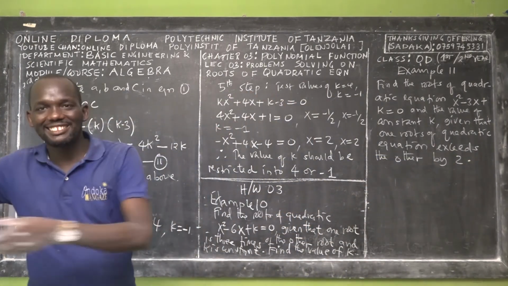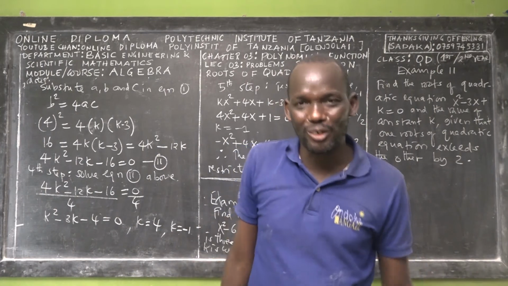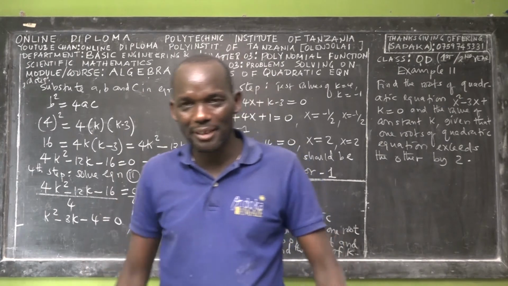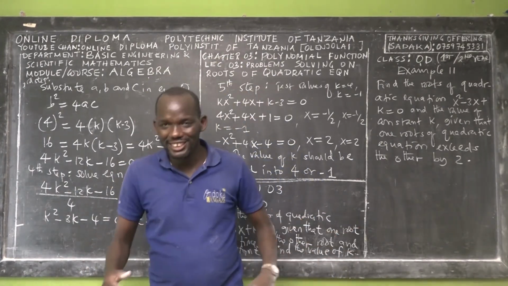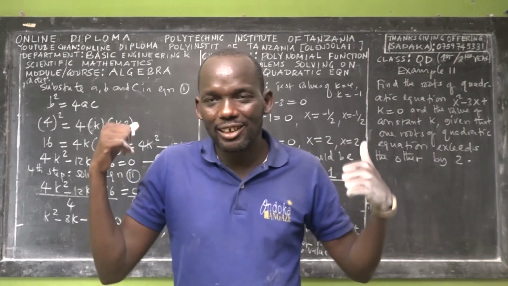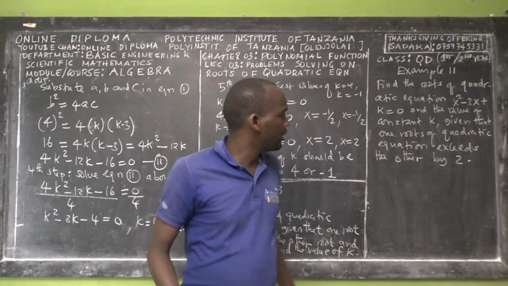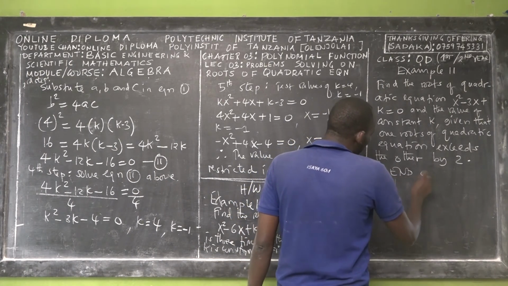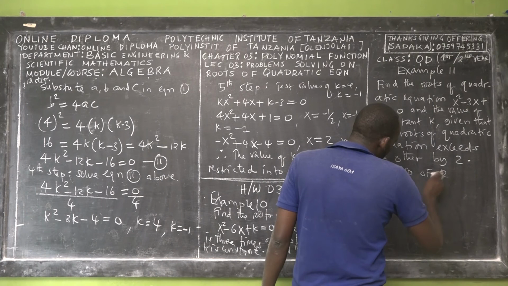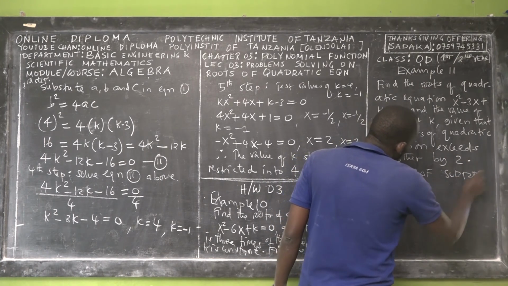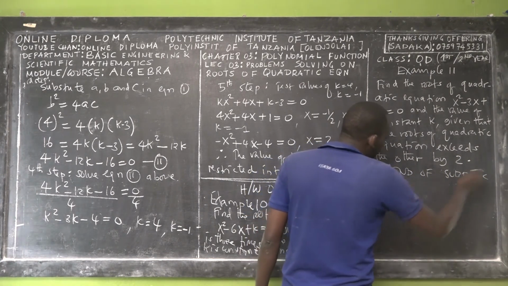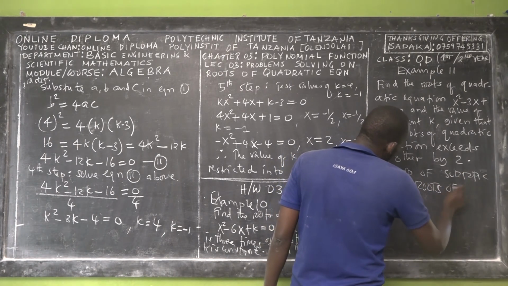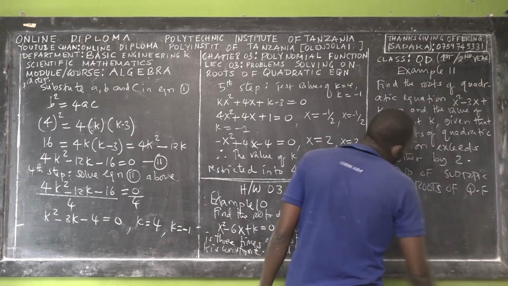Okay, so this is the end of lecture 3 of polynomial function, especially for first year ordinary diploma students at the Dar es Salaam Institute of Technology, and even first year of other institutions. This is one of the chapters in the module of algebra. So this is the end of the subtopic of roots, relationship of roots of quadratic function.